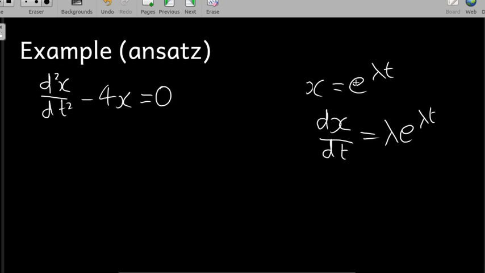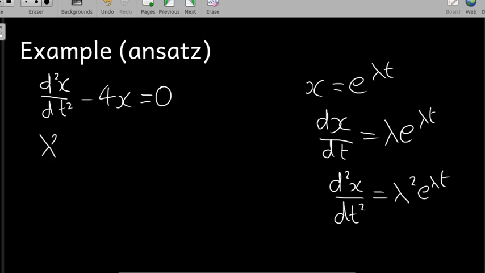Okay, so when we differentiate the exponential function, it goes to itself, but we'll get a factor of lambda out. And if we differentiate again, then the same thing will happen. So d2x by dt squared equals lambda squared e to the lambda t. So now we have d2x by dt squared and x from our ansatz, that x equals e to the lambda t, and we can substitute those into the differential equation to see where that takes us.